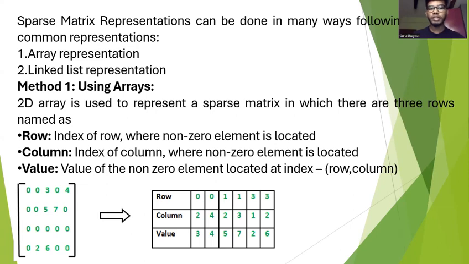The first element is 3. The index value of 3 is 2, so the column is 2. Next, the value is 3. The row is the 0th row. So 0th row, second column, the value is 3. Same for all the elements. This is the array representation of the sparse matrices.